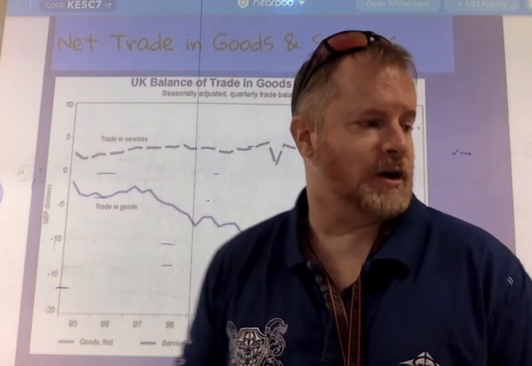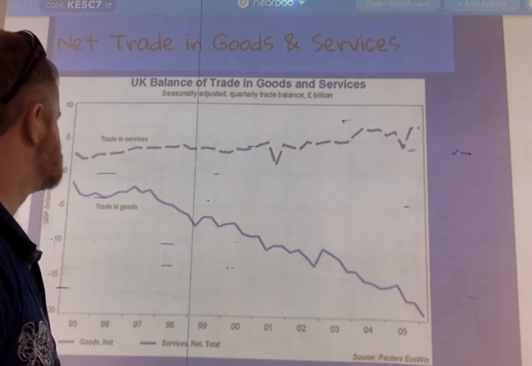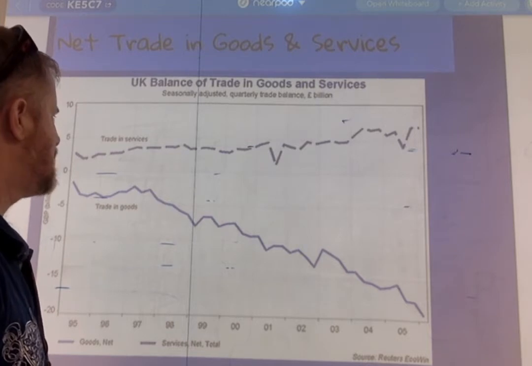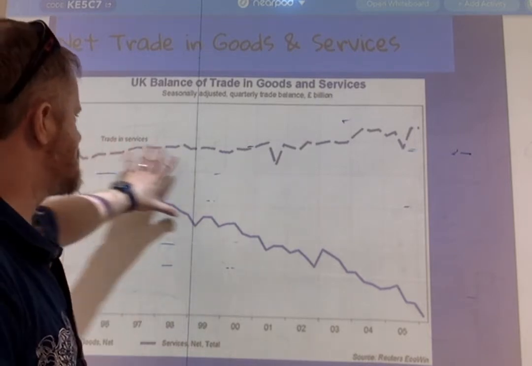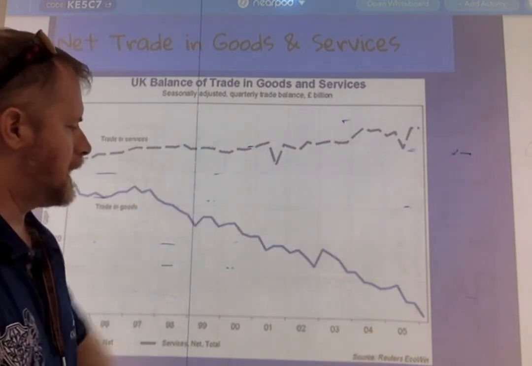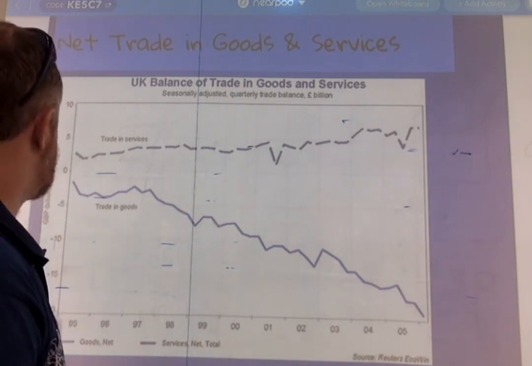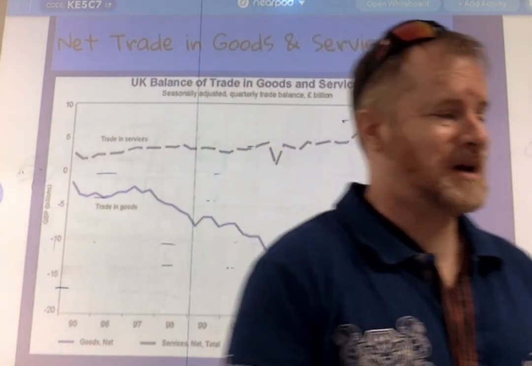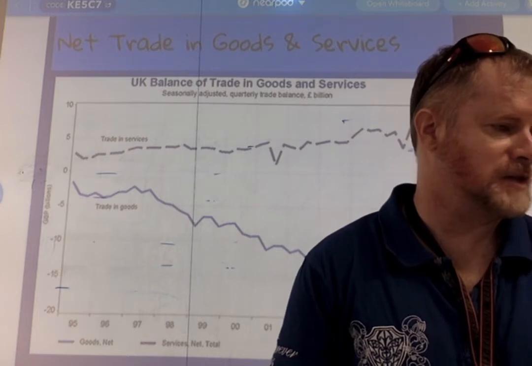Right, so if we look at the net trade there, similar idea, a big gap between the trade in services and the trade in goods, and that is an increasing gap over time. And you can actually, again, work it out on the basis of GDP there. So it's measured as a percentage impact of GDP.